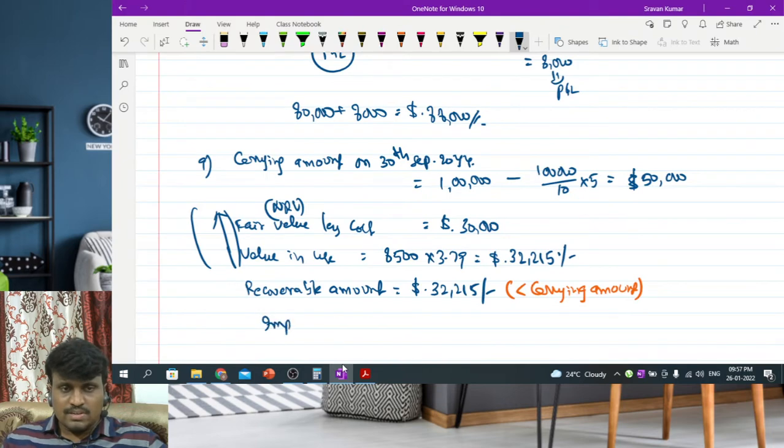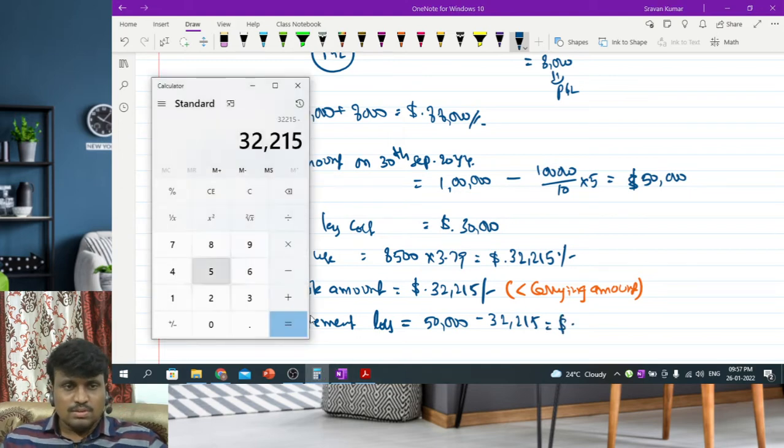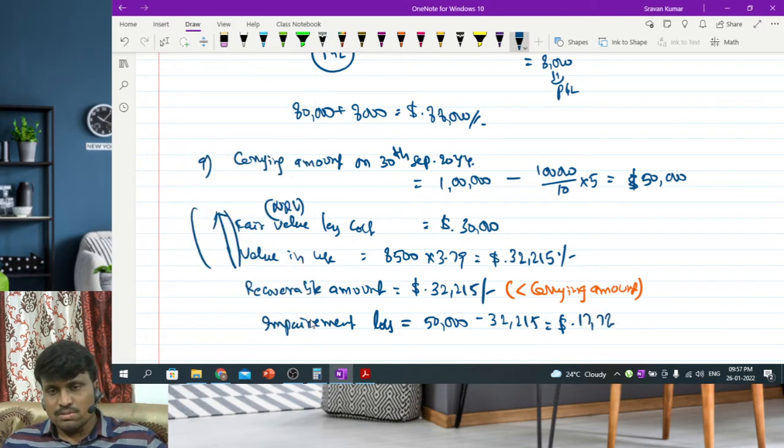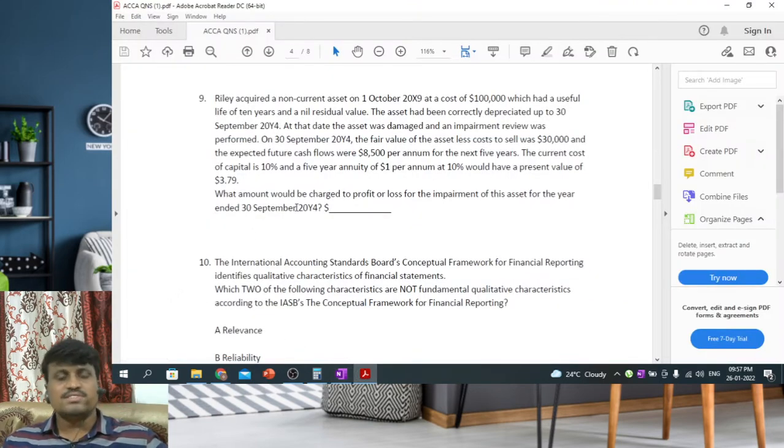So what is the impairment loss? Carrying amount minus recoverable amount. So 50,000 minus 32,215 equals how much? 17,785. So that is the answer for the ninth one. Clear? Next.